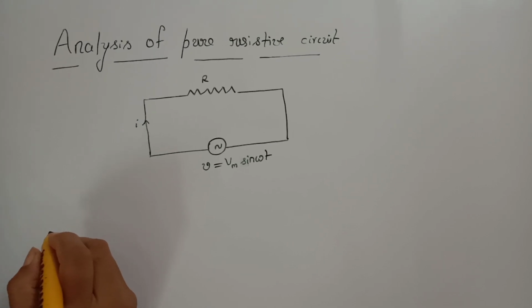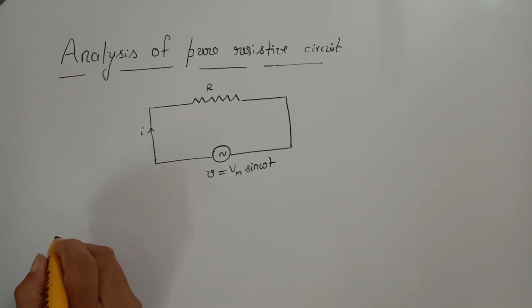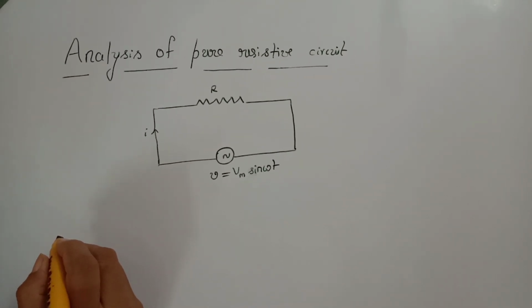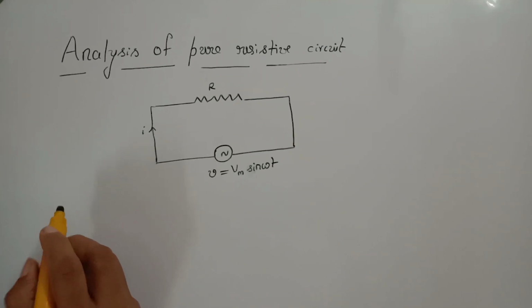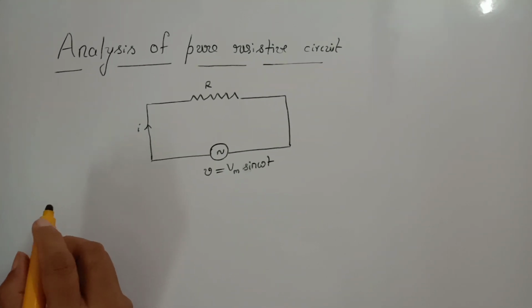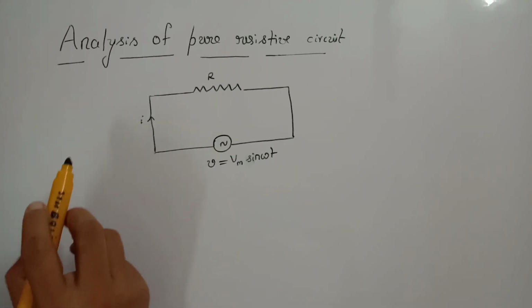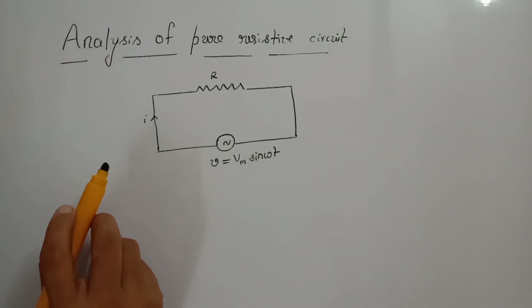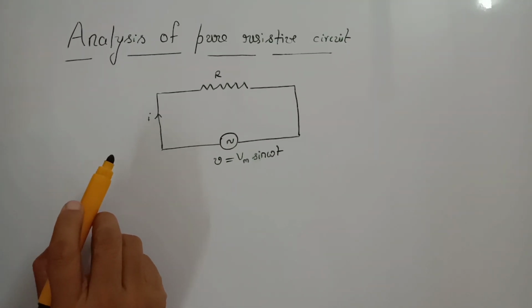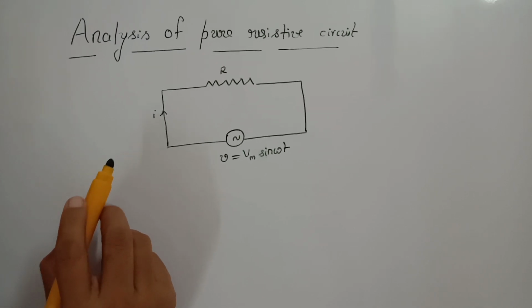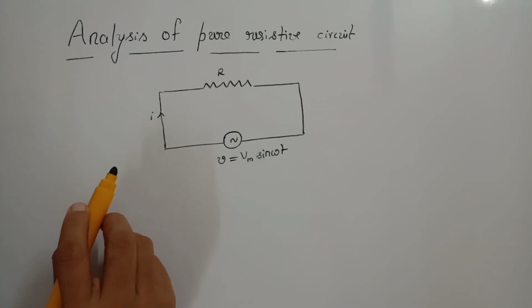Hello everyone. Today we'll discuss the topic on single phase AC circuits. So we'll take a subtopic, analysis of pure resistive circuit. The circuit diagram is shown in figure. Now consider a circuit having a resistance of R ohm connected across an AC supply.